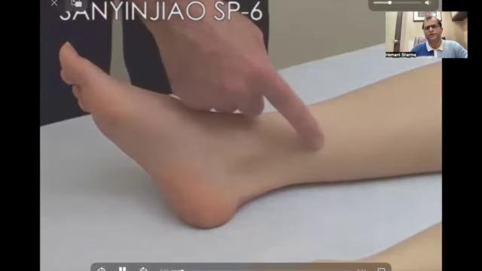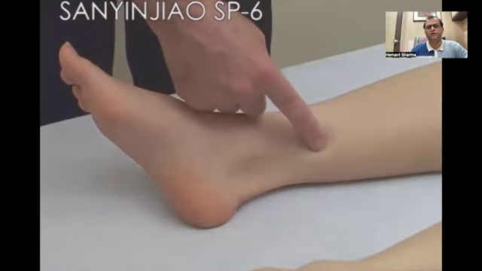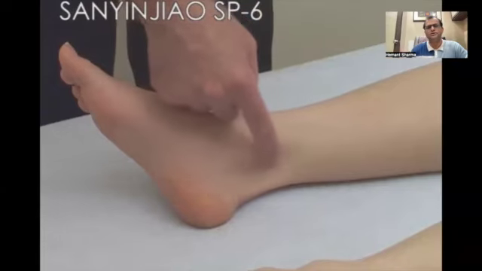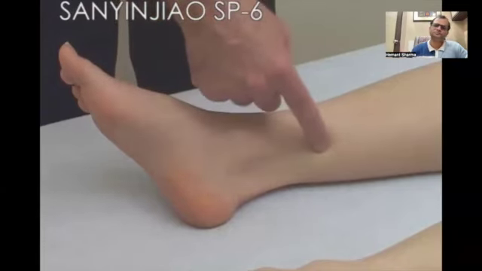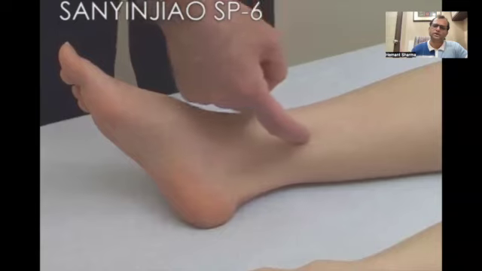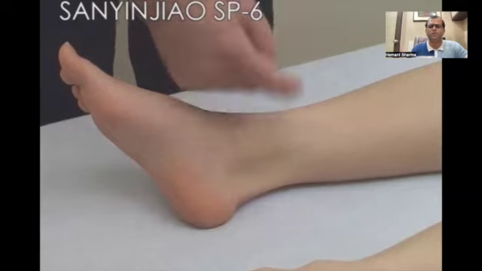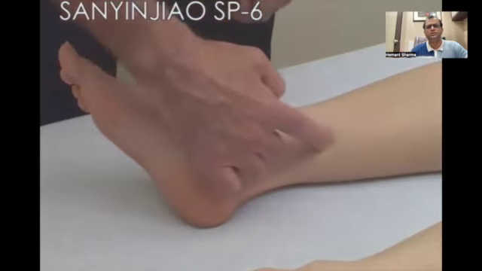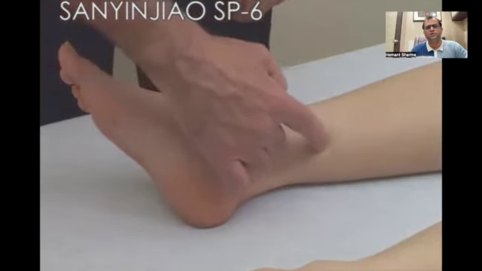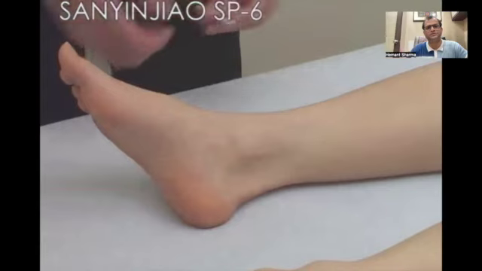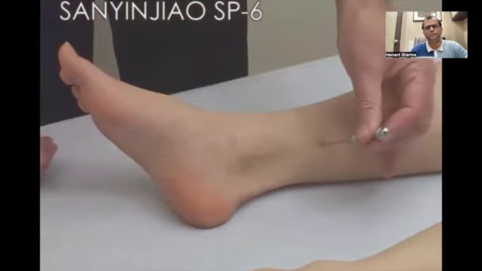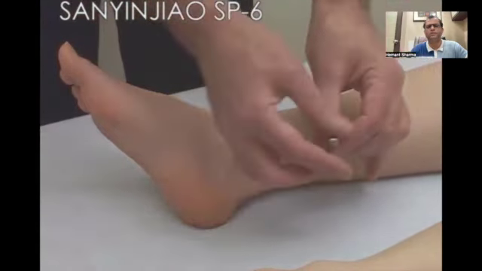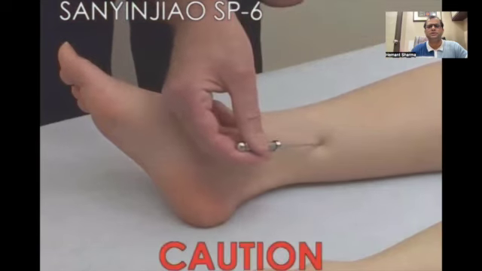And spleen 6 is located 3 chun above the medial malleolus. This is a wonderful point because the three meridians of our leg meet here. We can measure the three chun with the help of the forefinger. So this is the location of spleen 6 on the border of the tibia bone. Spleen 6 is at the border of our tibia bone, right?